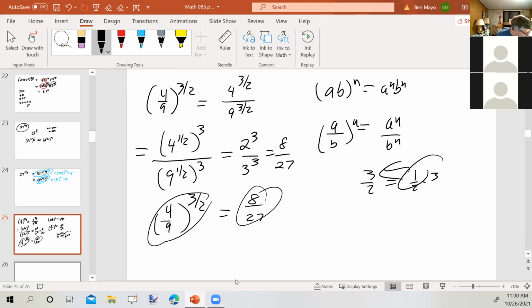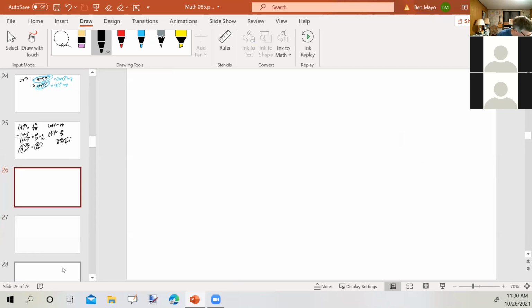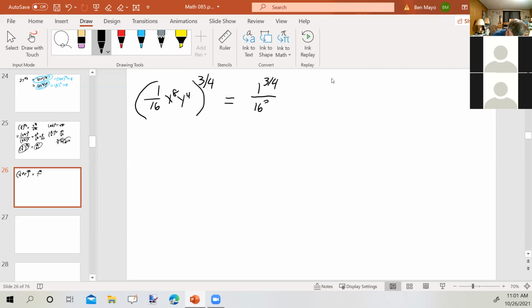Okay, let's see here. We've got, how about this one? This is a dandy. 1/16 x to the 8th, y to the 4th, all to the 3/4 power. So I have a product and a quotient, in fact, the 1/16 raised to a power. So this is 1 to the 3/4 power over 16 to the 3/4 power, x to the 8th to the 3/4 power, y to the 4th to the 3/4 power.